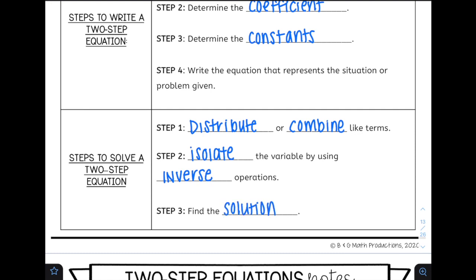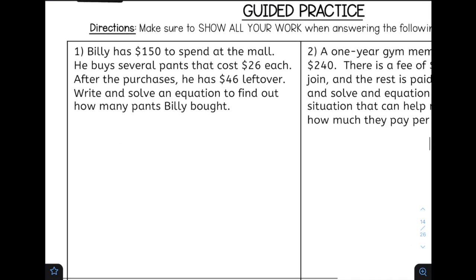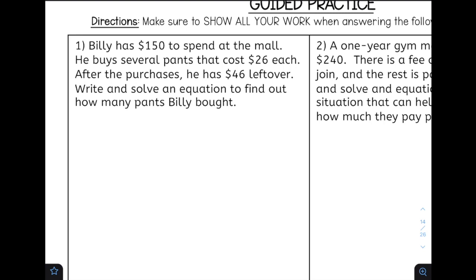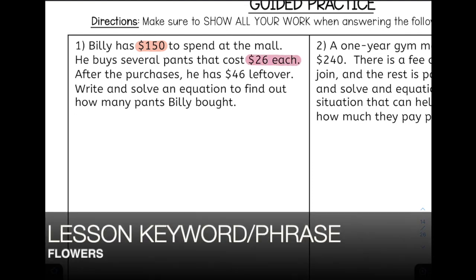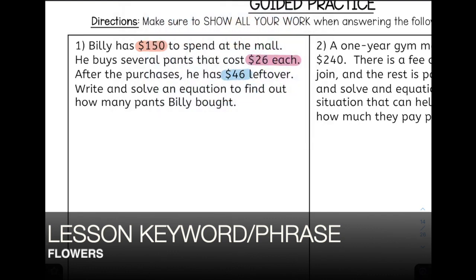Okay, so let's try our guided practice. We have our first word problem about Billy. So Billy has $150 to spend at the mall. He buys several pants that cost $26 each. After he purchases, he has $46 left over. Write and solve an equation to find out how many pants Billy bought.